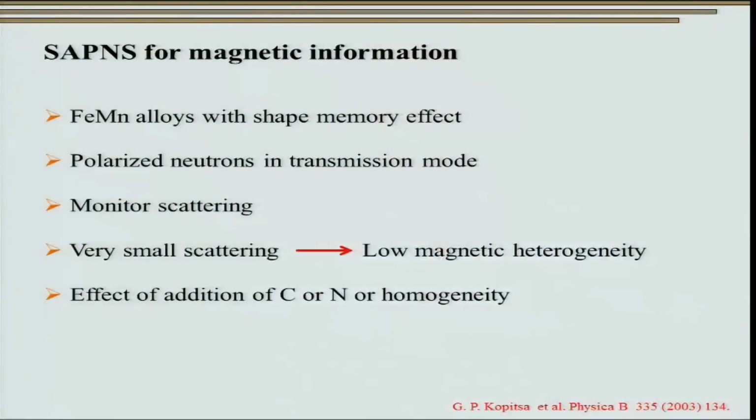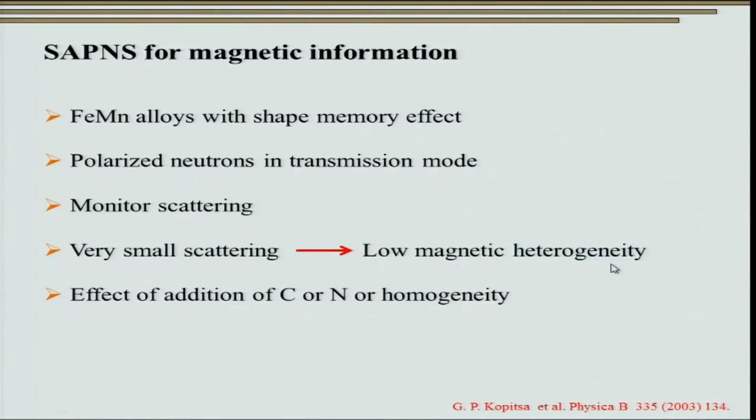Now, you cannot imagine even synchrotron light passing through 3 millimeters of iron manganese alloy, a sheet which is about 3 millimeter thick. Even if the synchrotron radiation can penetrate, the signal will be very weak. However, neutrons can easily penetrate, and by monitoring the transmission signal, they were able to see that there is very small scattering, which essentially indicated that there is low magnetic heterogeneity.